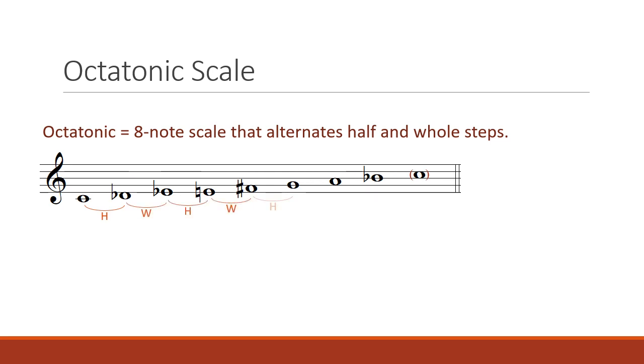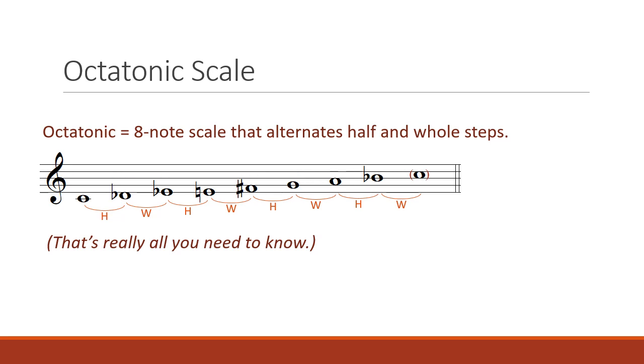And remember that we are counting 8 notes, not including the repeated do at the top. So this is all you really need to know about the octatonic scale, alternating half steps and whole steps. The rest of the stuff is a little nerdy, but also really cool. I'm going to talk about some of the mathematical and musical properties of this scale.